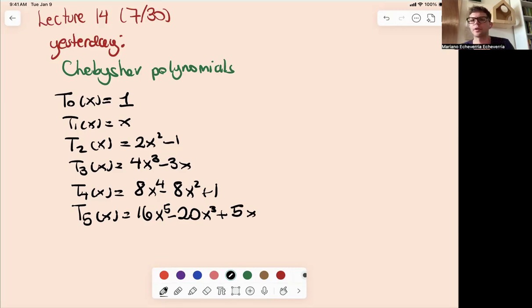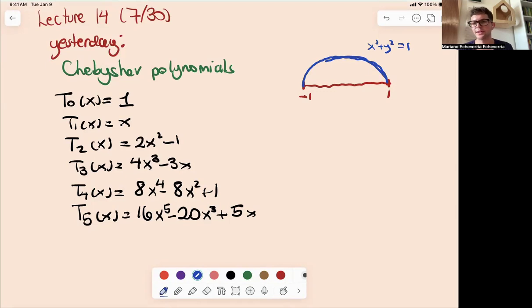If I had just started writing them down like that yesterday, it looks mysterious where they're coming from. What I was mentioning yesterday is that a very convenient way to think about these polynomials is that if you have the interval -1 to 1, which is basically where we're studying everything as of now, you can look at the top half of the unit circle, right? Where x squared plus y squared equals 1.